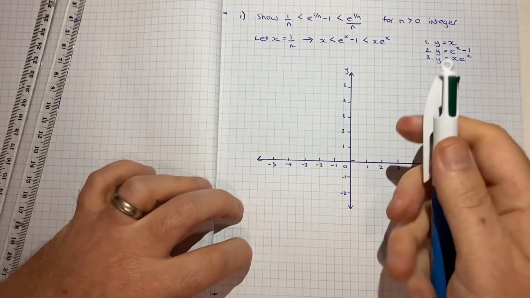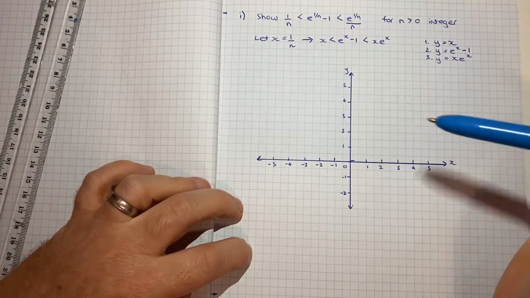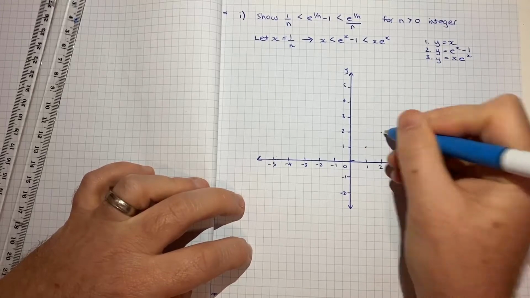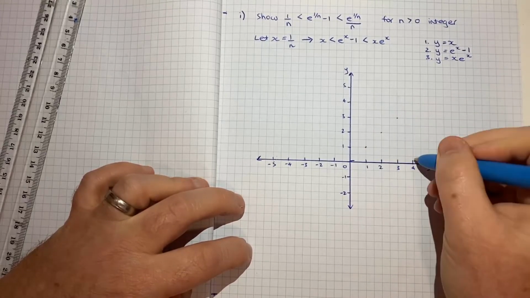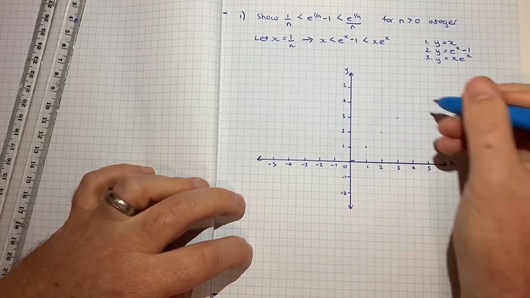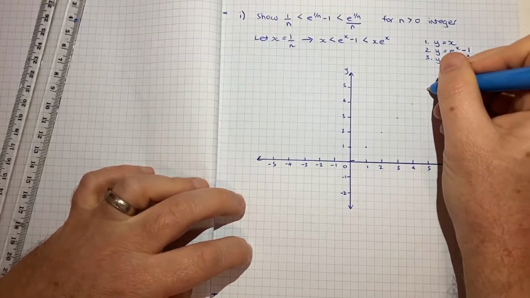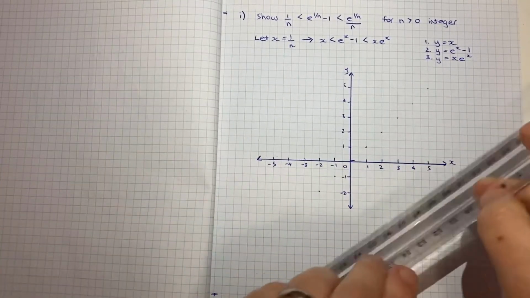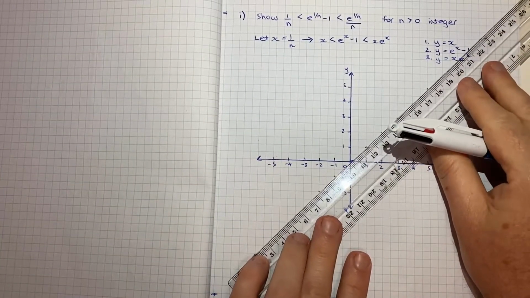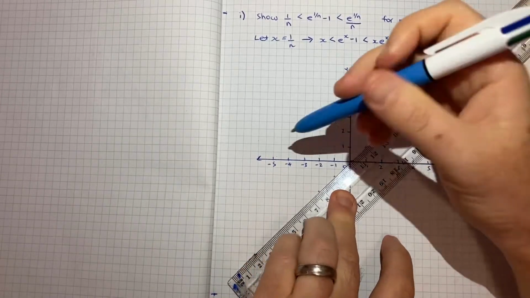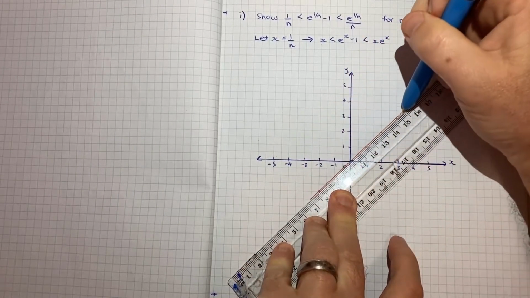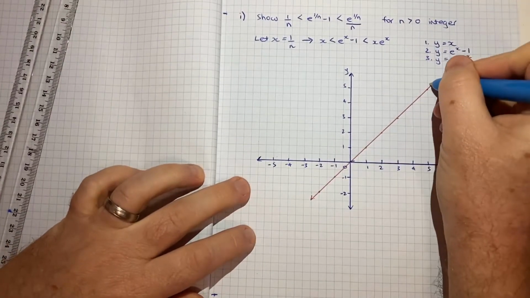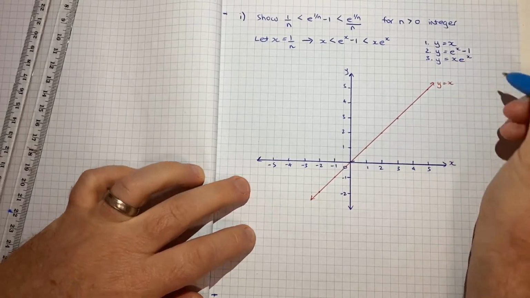What I'll do is use different colours for each of these charts, but let's start with our easy one, y is equal to x. So at every point, whatever x is, we also get y. So that's a very easy chart to plot. Let's get my ruler. And that's y is equal to x.